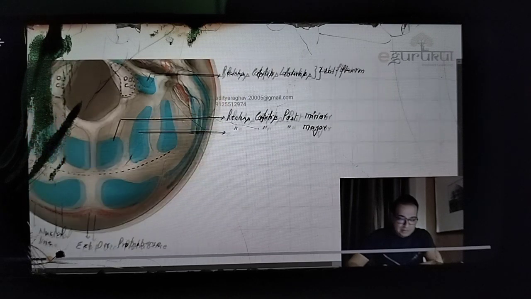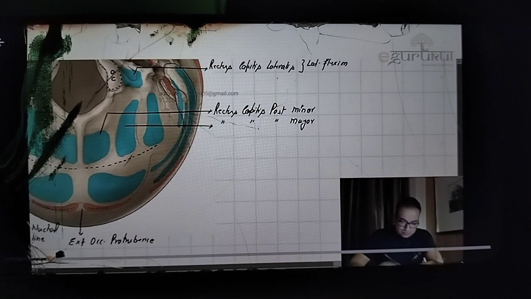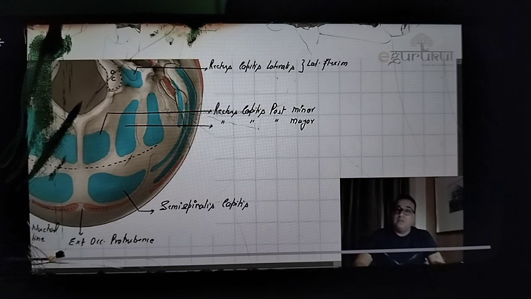But again, this is not the only muscle which will help in the extension. If I come more posteriorly, there is a muscle which is inserted here, and this muscle is semispinalis capitis. If you remember, this semispinalis capitis was also present in the floor of the posterior triangle. More posteriorly, on this superior nuchal line, you will see the origin of what muscle? The trapezius muscle. The upper attachment of the trapezius is on the nuchal line here.